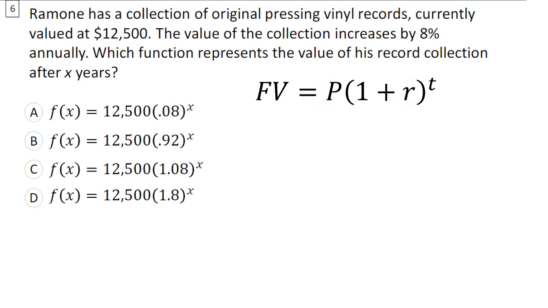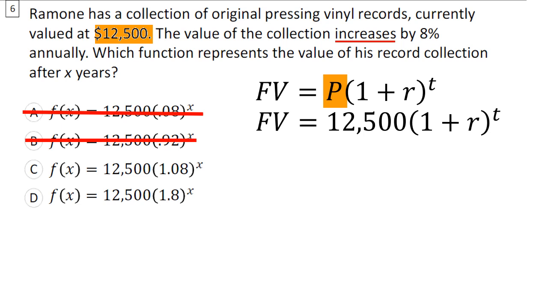Now we do still have the r, and it says that the value of his collection increases by 8% annually. The word increases should help us eliminate a couple wrong answers, because we know if it increases, the base of our exponential has to be bigger than 1, which means a and b are both out. Neither one of them has a base bigger than 1. So it's got to be C or D. Now our P in every one of these was the same, that 12,500, so that wasn't that big a deal.